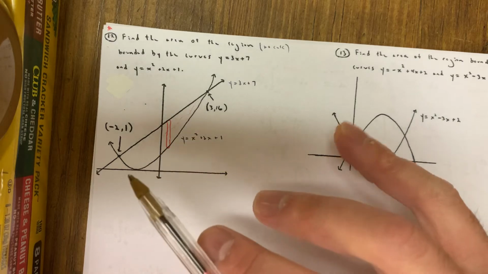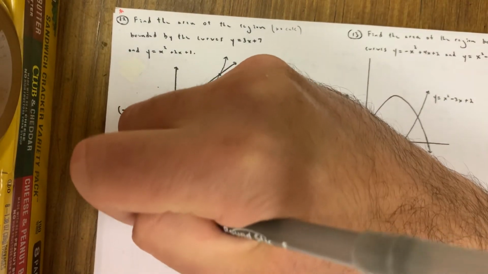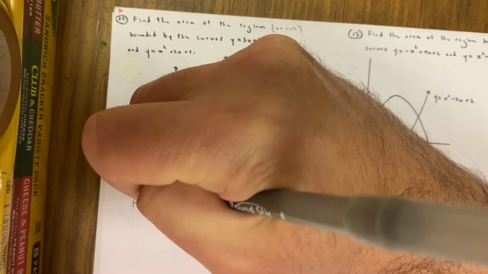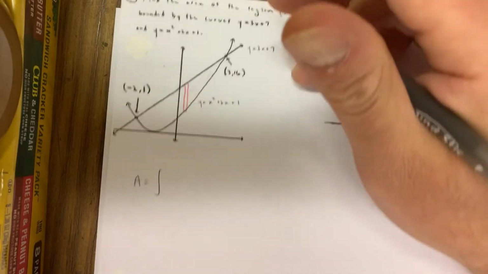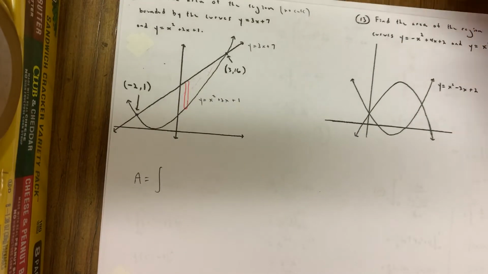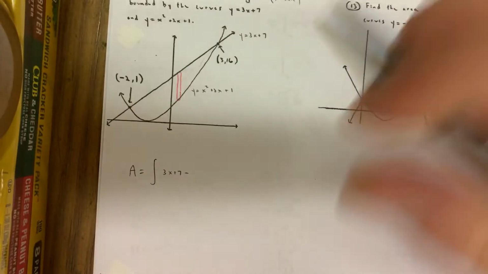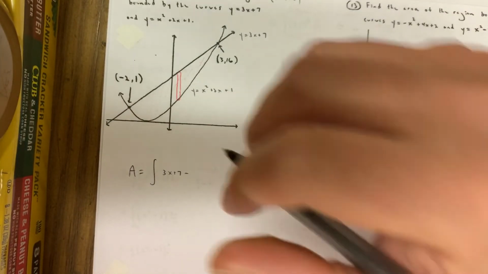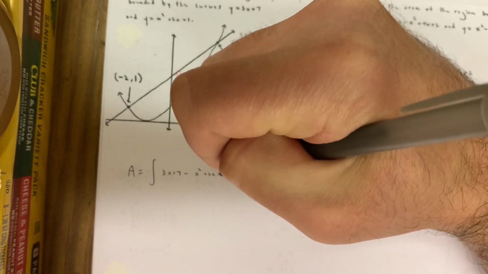Things like that can change in certain situations. We're doing easier problems today, but if you see the upper function's consistent and the lower function's consistent, you can use upper minus lower to get the area. The upper function is the linear, 3x plus 7, minus the lower function. The lower function is the parabola. Imagine you did this: minus x squared plus 2x minus 1 plus 1.